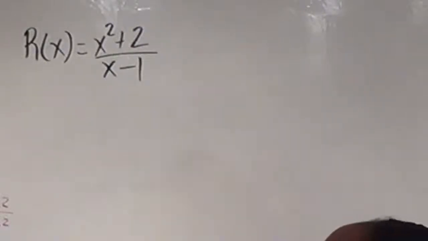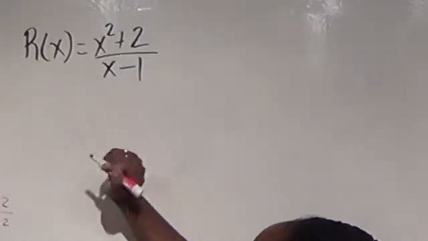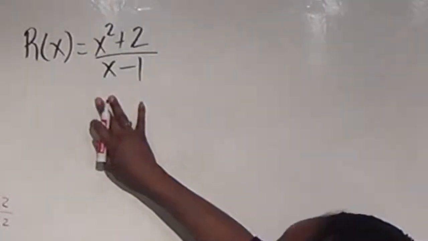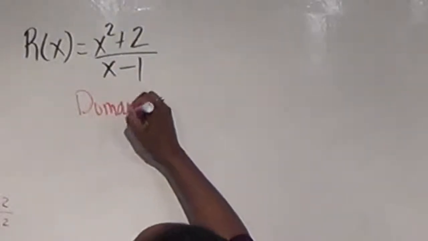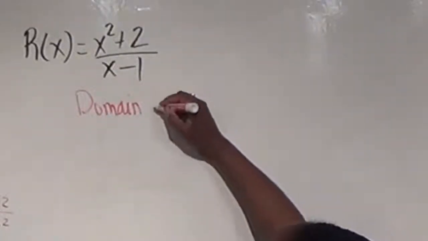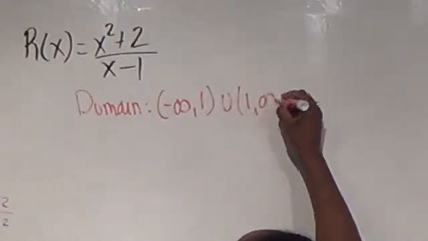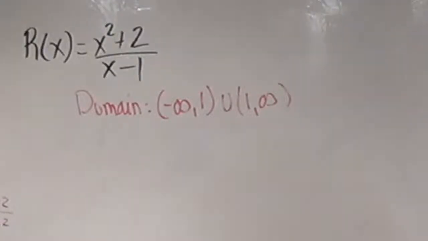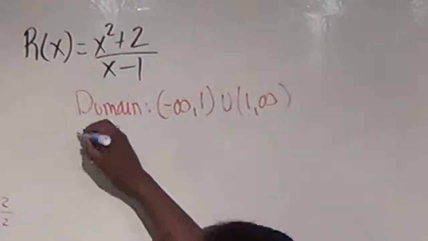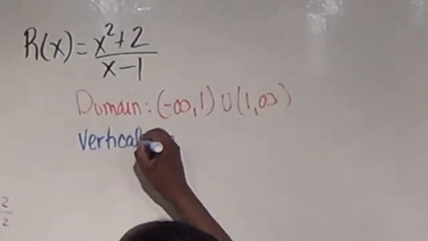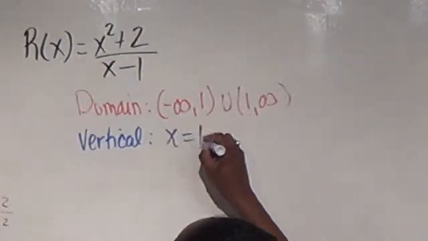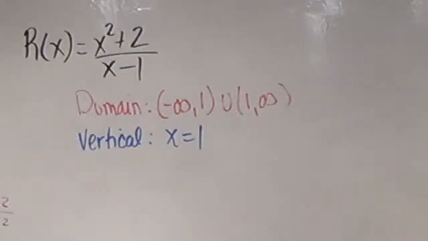For this next example, r of x equals (x squared plus 2) over (x minus 1). Here again, we can see that our function has a problem in the domain. I don't have to factor because it's linear, but we can see easily that when x equals 1, this function becomes undefined. So our domain is all values except that. Knowing that point, x equals 1 is going to be our vertical asymptote.